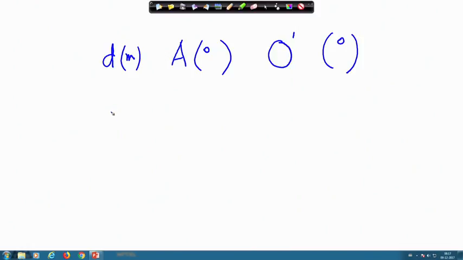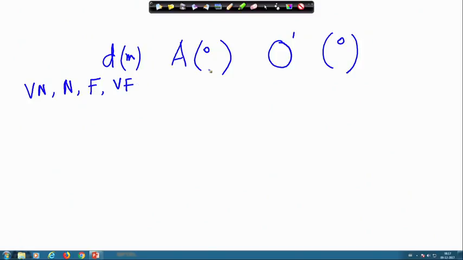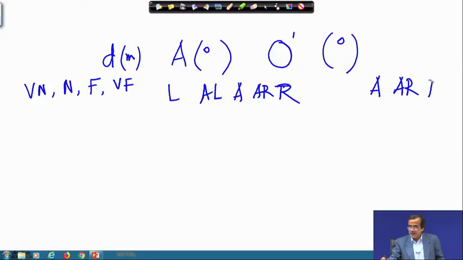For this particular distance, we are going to use a few linguistic terms. For example, it could be very near distance, near distance, far distance, and very far distance. Similarly, for the angle, it could be ahead, then ahead right, then ahead left, and left. So, there are 5 linguistic terms. Similarly, the deviation we are going to define with the help of ahead, right, then ahead left and left.